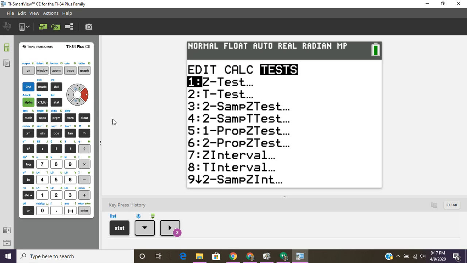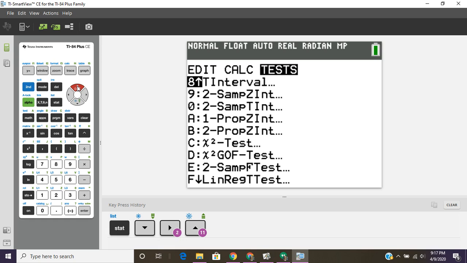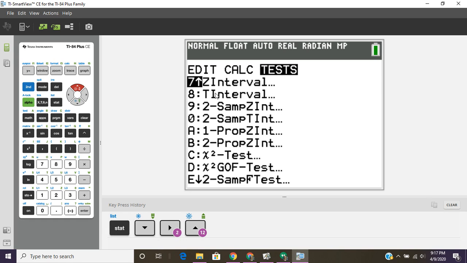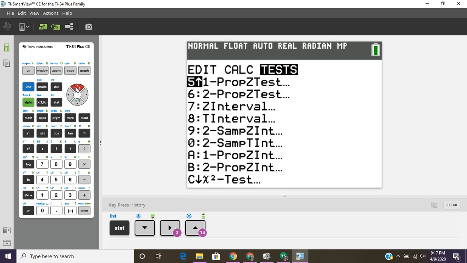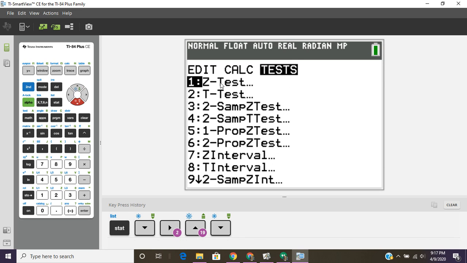I want to point out something else to everybody as well. If you're watching this video, you've probably already done confidence intervals, but you can do confidence intervals on the calculator as well. So here's our Z interval, our T interval. Those are available on here as well. But here are all of our hypothesis tests: a Z test, a T test, a 2-sample Z test, a 2-sample T test, a 1-prop Z test, and a 2-prop Z test. And by prop, this means proportion.